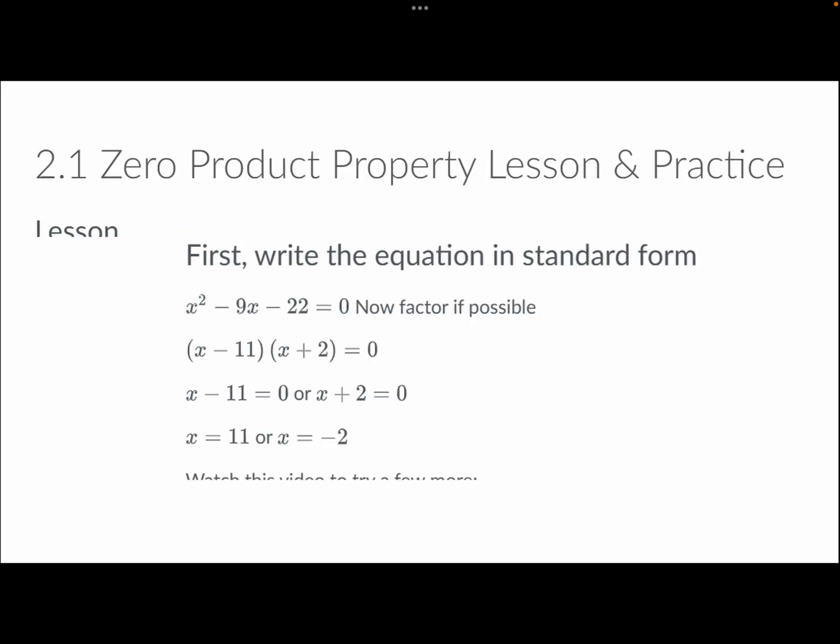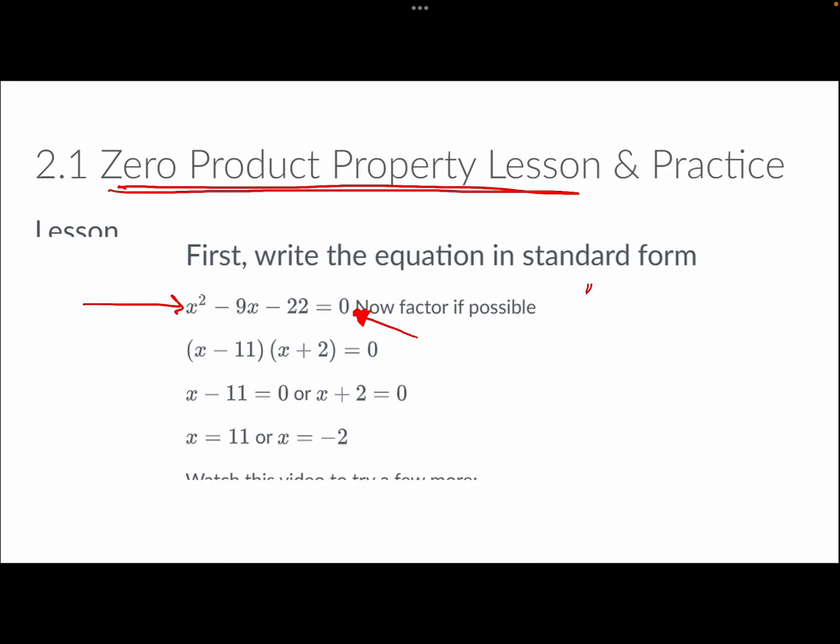Okay, so probably the first one, and the most important one, and the one that is used more often than not, is the zero product property. It's kind of a tongue twister. It says if you get the equation in standard form and set it equal to 0. So in order to use the zero product property, it's got to be equal to 0. I think that comes up in a couple of assignments. But you can't use this method unless you set it equal to 0.